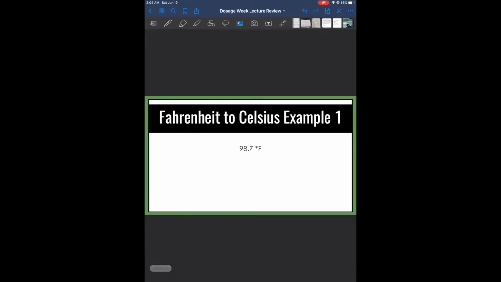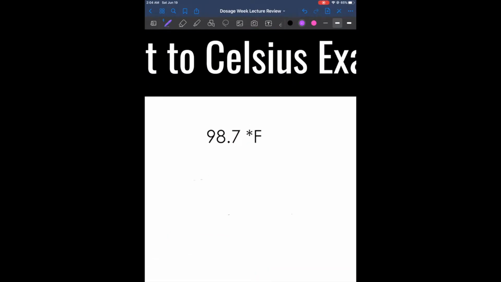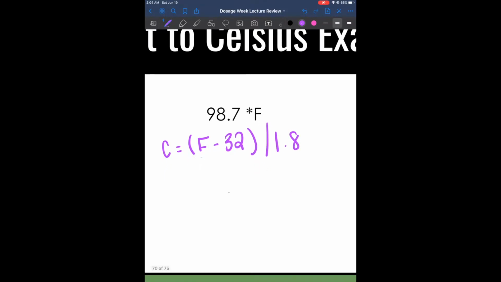So let's do an example. Here we have 98.7 degrees. You can write your formula if that helps you: degrees Fahrenheit minus 32 degrees divided by 1.8. And then you just plug and chug essentially. So Celsius equals 98.7 minus 32 divided by 1.8.